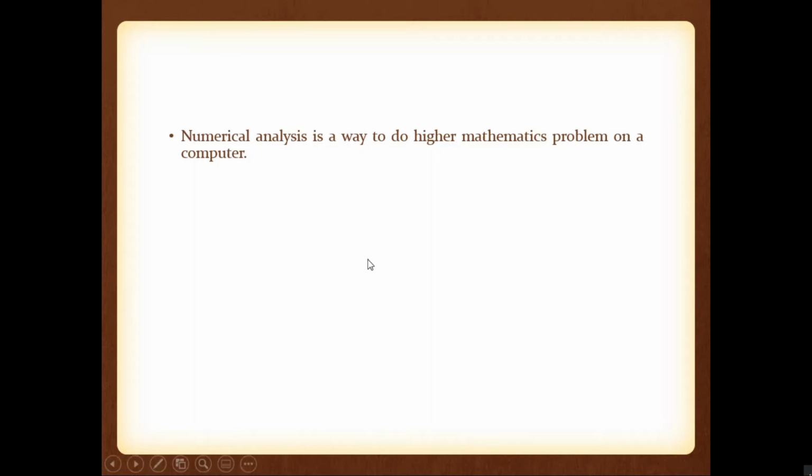So now we are going to start the numerical method. I already told you numerical analysis is a way to do higher mathematics problems, or mathematical problems, on a computer. Actually, it is used for computing devices. It is not for manual computation. Here you have to do it manually, and at most you can use a calculator, but in the engineering world, numerical analysis is used for solving higher mathematical problems using a computer.